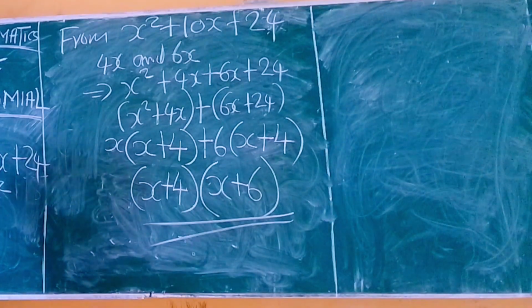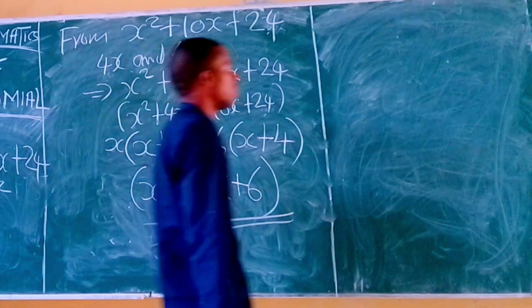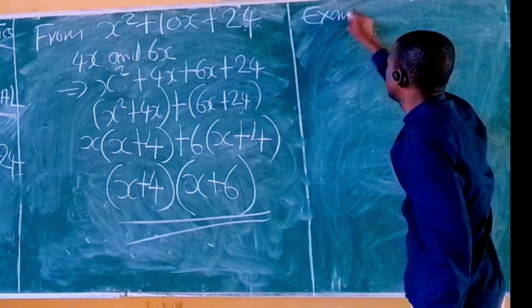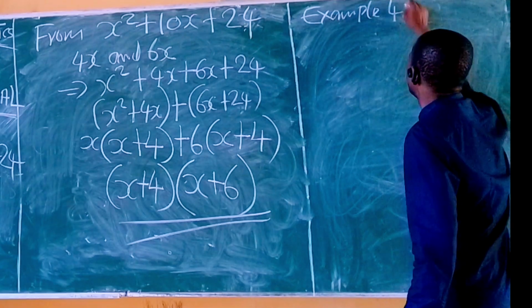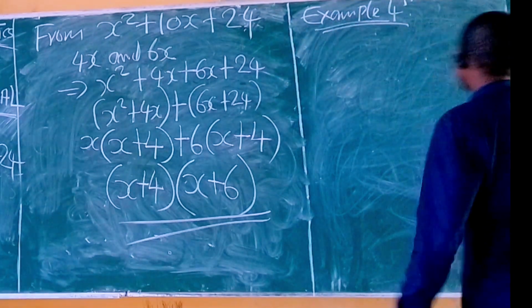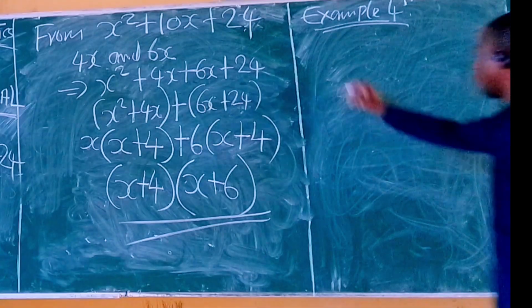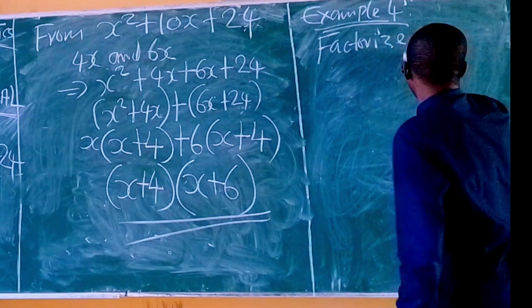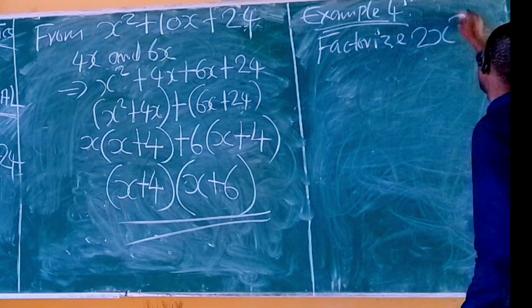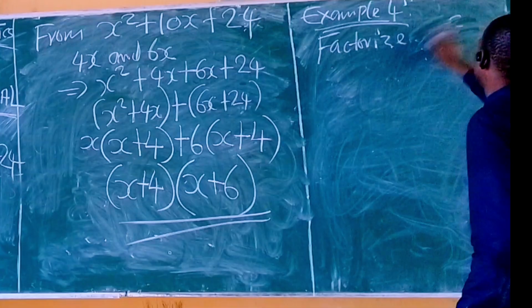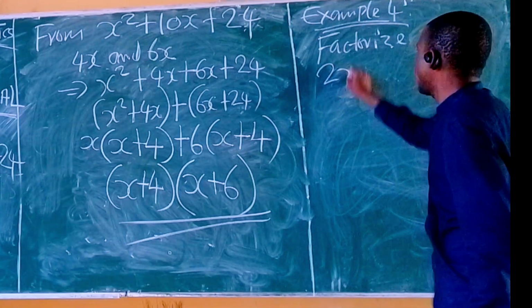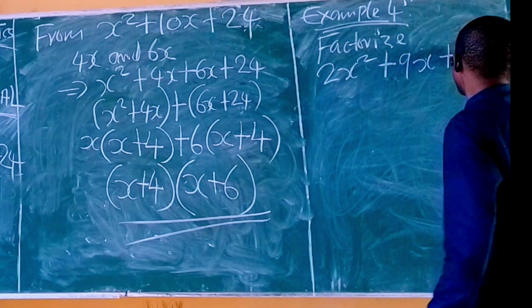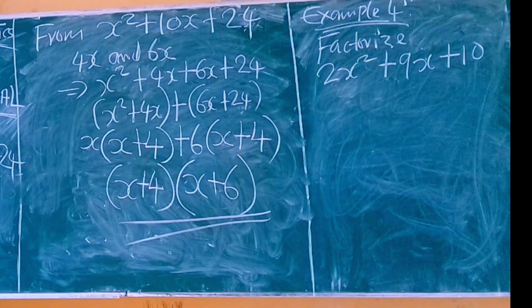Now let's look at the fourth example before we look at other things. Example 4: we say you should factorize 2x squared plus 9x plus 10.